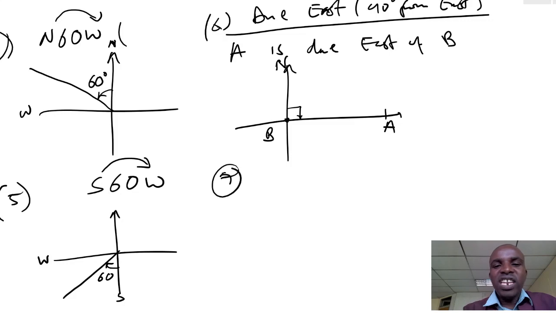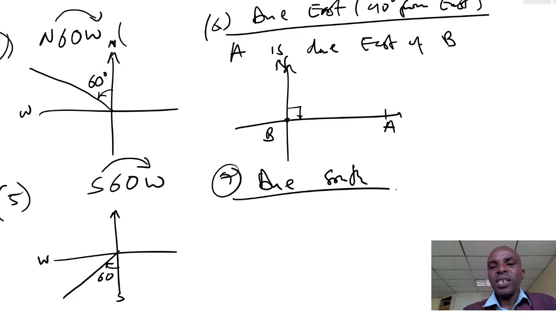Then number 7, if I can say due south. Due south means 180 degrees from north.